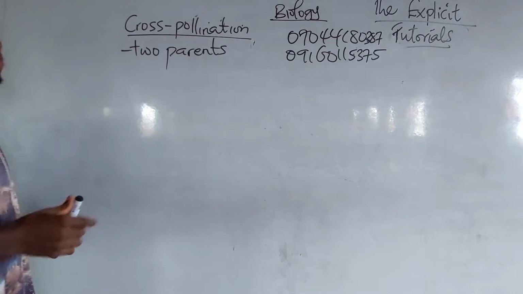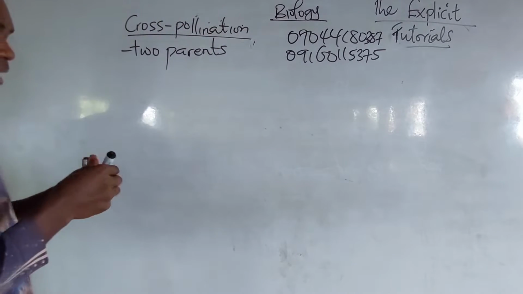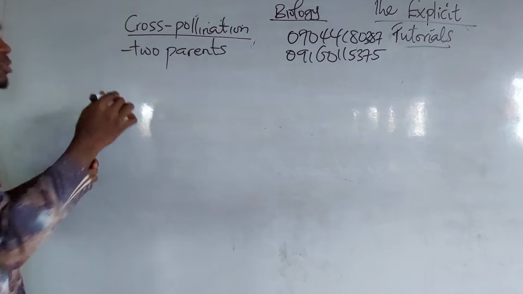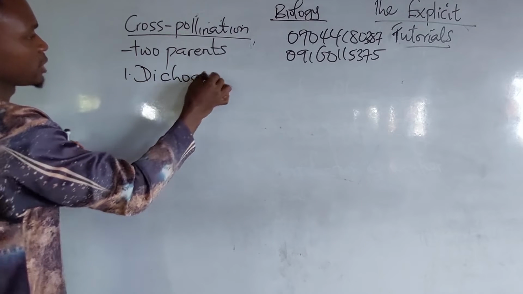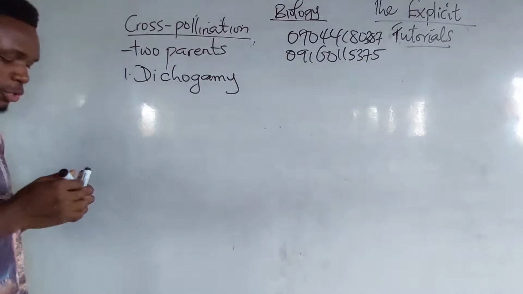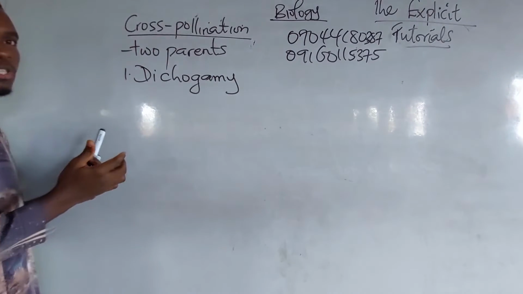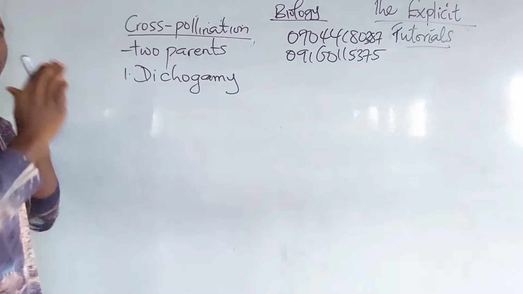There are three conditions that enhance cross-pollination. What are these conditions? One, we have dichogamy. Dichogamy is one of the conditions that enhance pollination. Now, dichogamy is the opposite form of what? Homogamy, as we earlier discussed in our previous class.